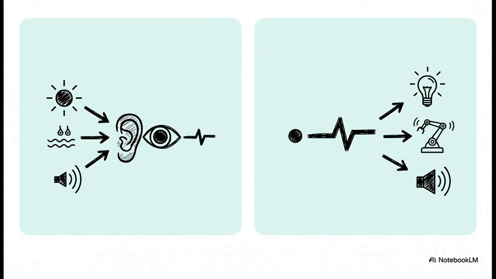Now, to really get the whole picture, you have to understand that sensors have an opposite, a counterpart. They're called actuators. It's actually pretty simple. Sensors take in information from the physical world and turn it into an electrical signal. Actuators, and we'll talk more about them later, do the exact opposite. They take an electrical signal and turn it back into a physical action. So one listens and the other speaks. Two sides of the same coin.